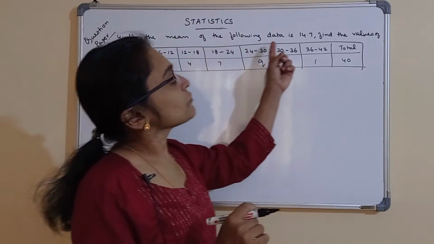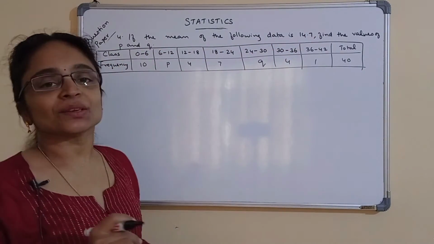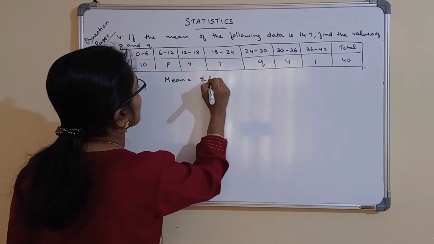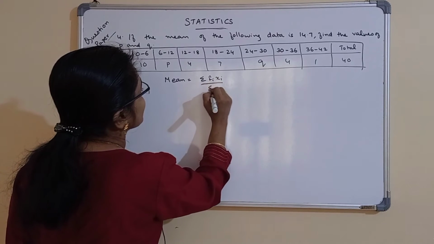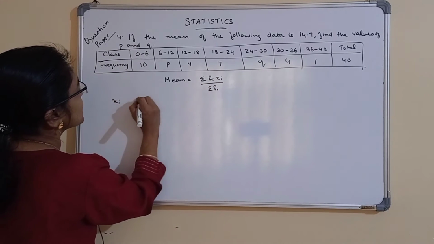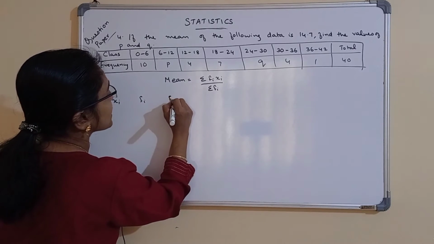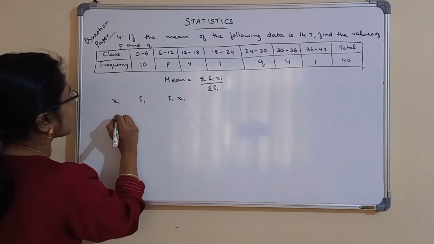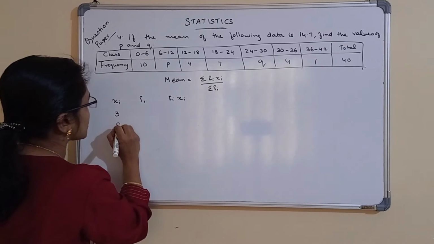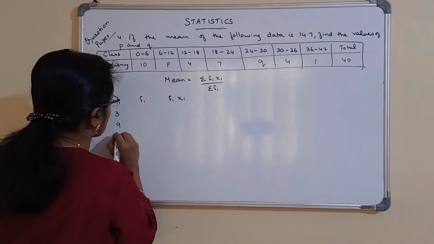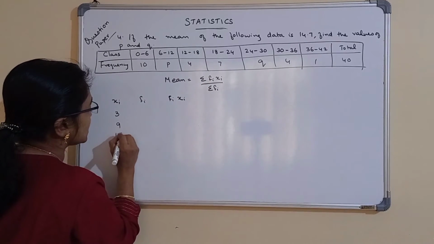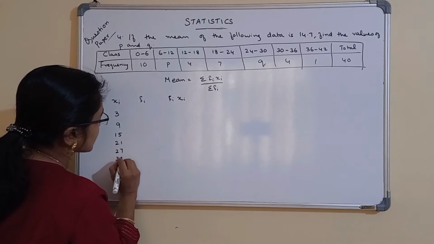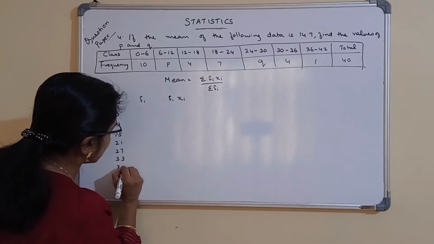Next one, if the mean of the following data is 14.7, find the values of P and Q. So we know that mean is equal to sigma Fi xi by sigma Fi. So we can calculate xi, Fi and Fi xi. Now, what is xi? 0 plus 6 by 2, 3. Then 6 plus 12 by 2, 9. 12 plus 18 by 2, that is 30 by 2, 15. Then 21, 27, 33 and 39, right?